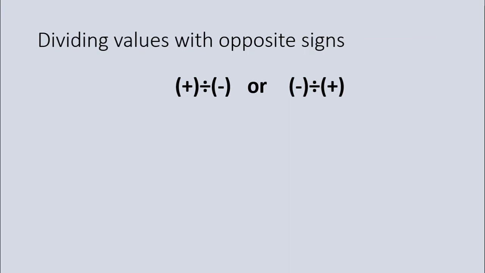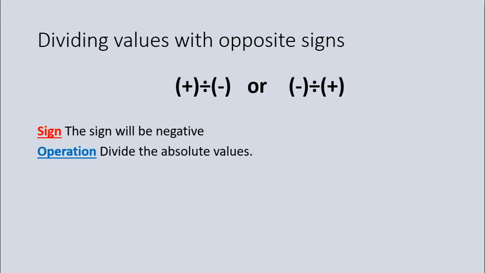Now that we've seen what happens when we divide two values with the same sign, let's look at values with the opposite sign. If the signs are opposite, our answer will always be negative. So put the signs to one side and let's look at the absolute values. If we're dividing two values, regardless of the sign, we will be dividing. So let's divide our absolute values.